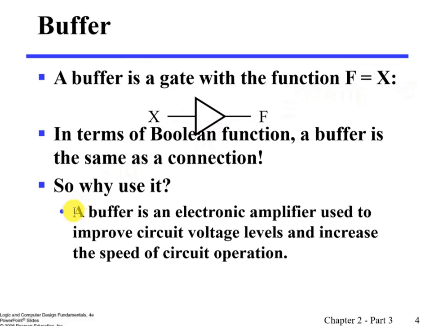Well, one of the reasons is that the buffer, this connection, can be used as an electronic amplifier, to improve circuit voltage levels and also to increase the speed of circuit operation. So buffers are used as an amplifier for one of two main reasons: to improve circuit voltage and the speed of circuit operation.